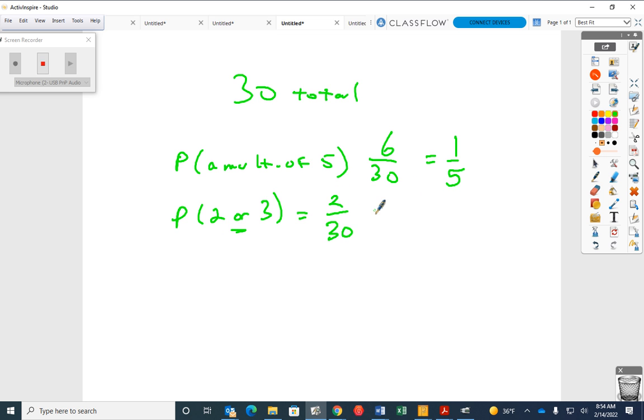So if either one of these is okay, there are 2 out of how many? 30. Okay, can I simplify this? Yes. What would that simplify to? 1 out of 15. Okay.